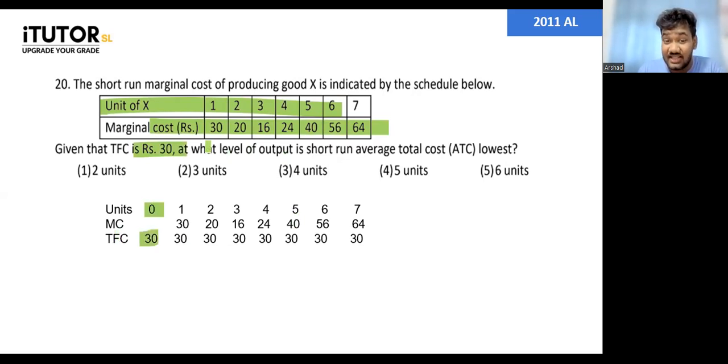Now they are asking us at what level of output is the short run average total cost the lowest. Now, how do you get average total cost? First, you should get the total cost, then divide it by the number of units. Then you can get average total cost. To get the total cost, you have to get total fixed cost plus total variable cost. Now, listen carefully. They are telling you to find average total cost. But to get average total cost, you first need what? You first need to find the total cost.